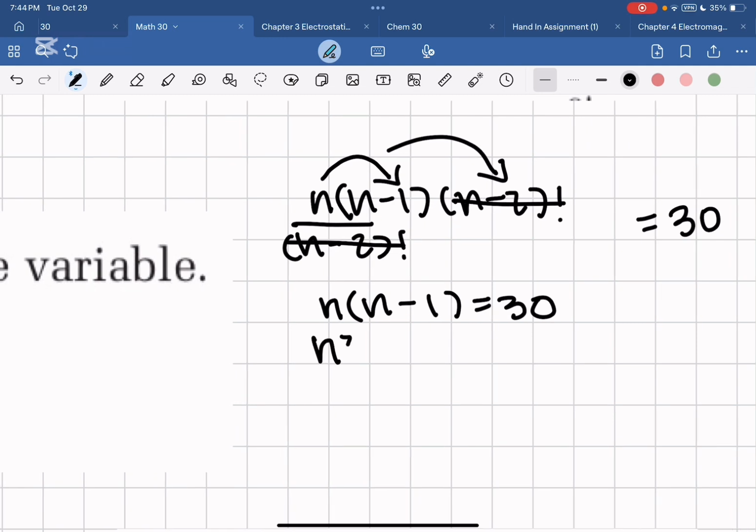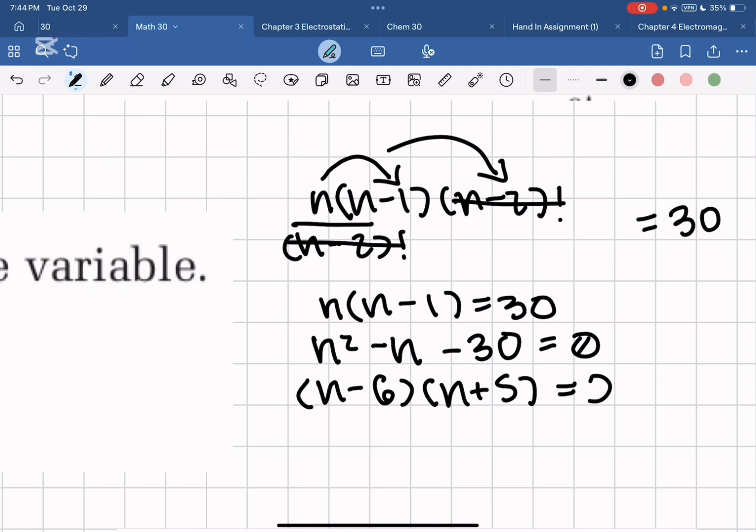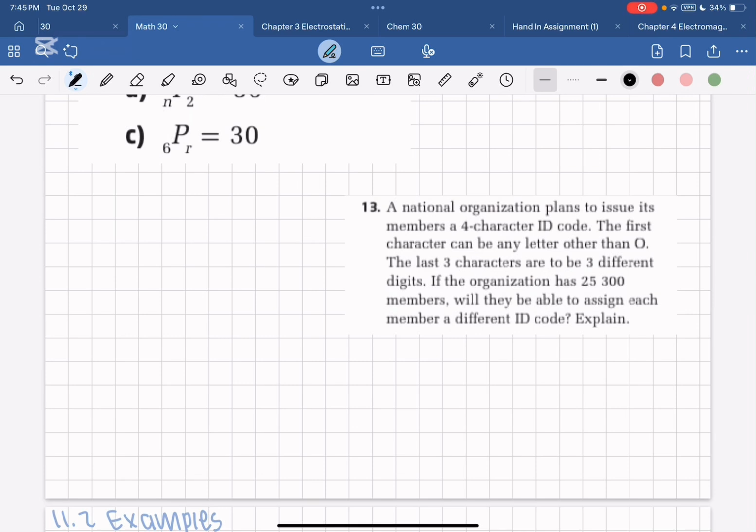So we've got n squared minus n minus 30 is equal to 0, which is further factored as n minus 6, n plus 5 equals 0. Your permutation values can never be negative. So you know that because this has a plus 5, this cancels out immediately. n equals 6. This is the last example I'll be explaining for 11.1.